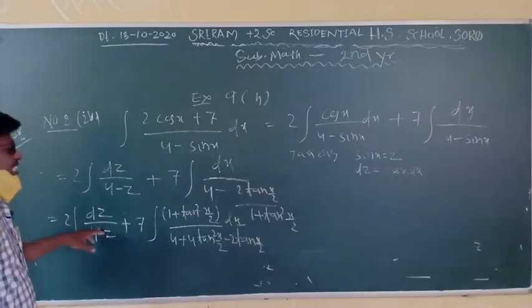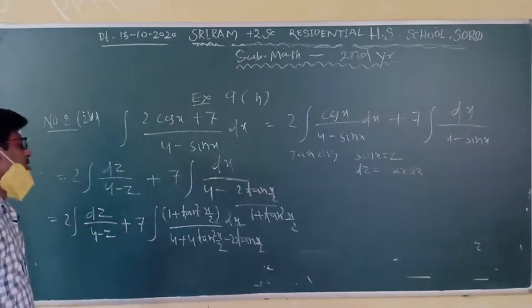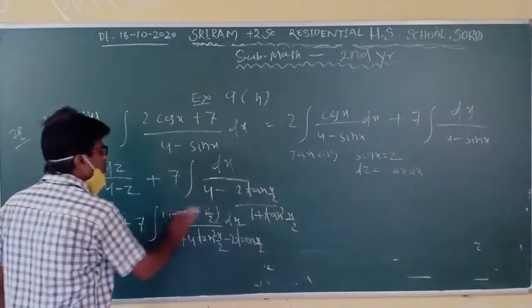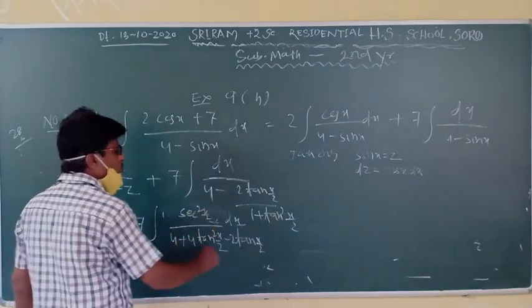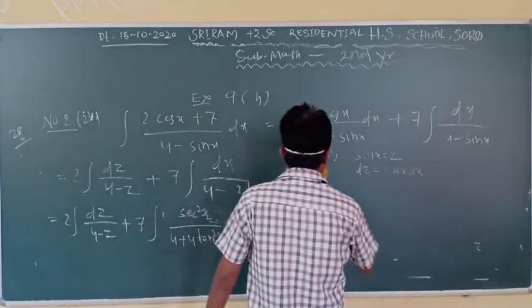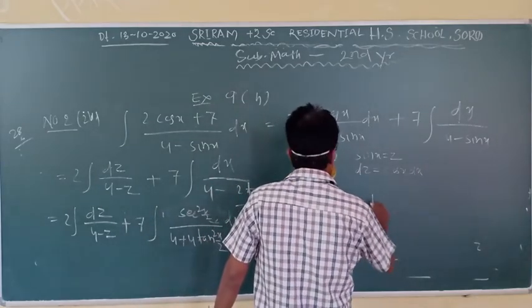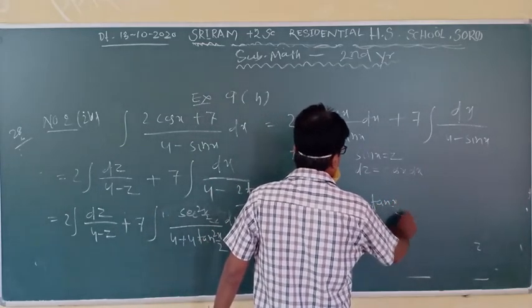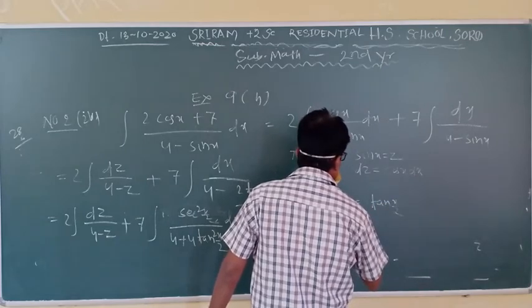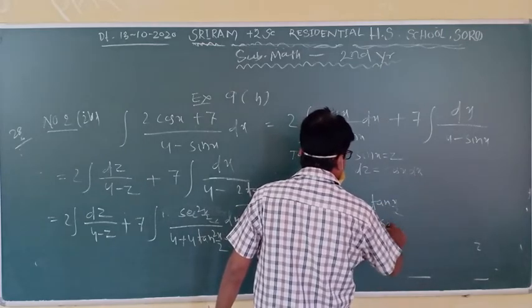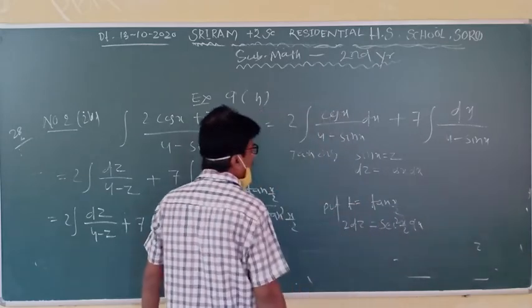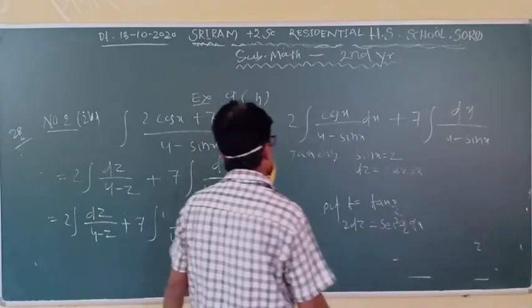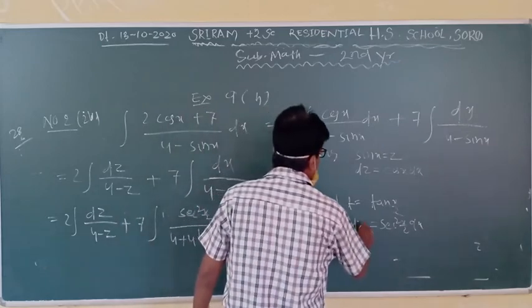Earlier you took z, here you take t: put tan x by 2 is equal to t. Then 1 plus tan square x by 2 is equal to sec square x by 2. Put t is equal to tan x by 2. So 2 dt is equal to sec square x by 2 dx. Yes, 2 dt, not dz, 2 dt.